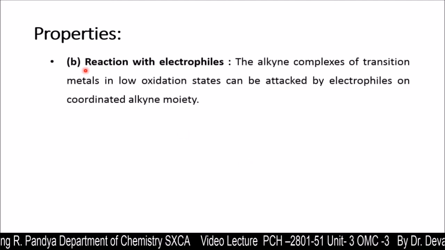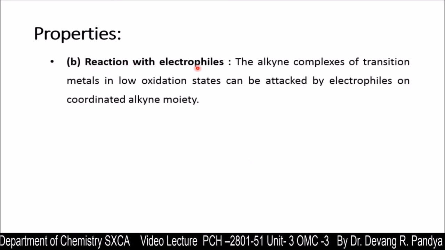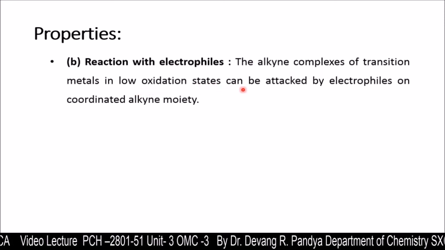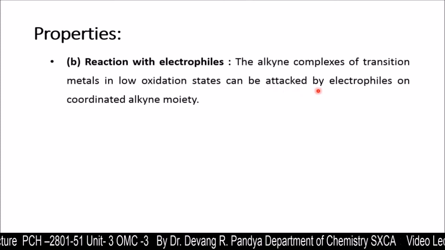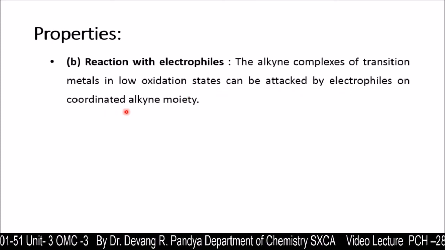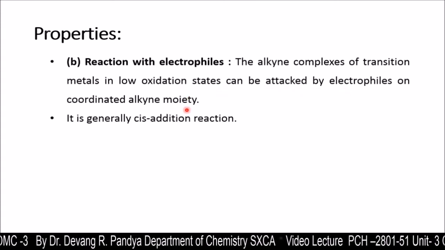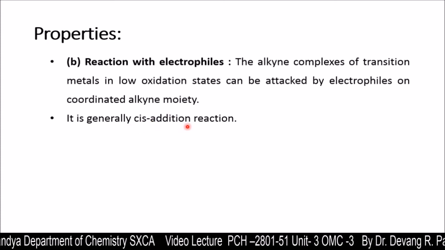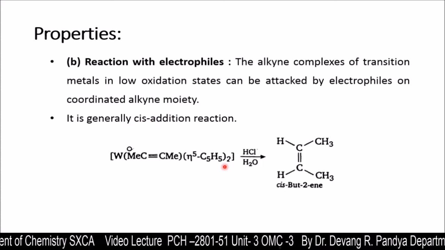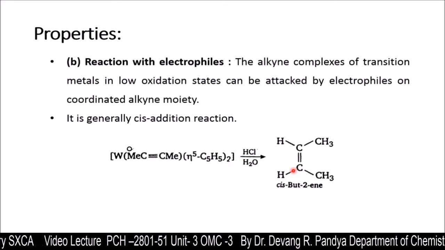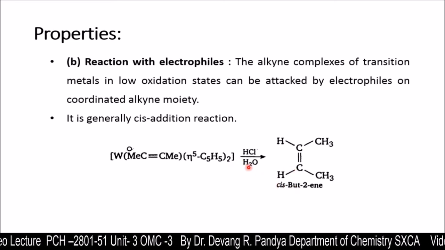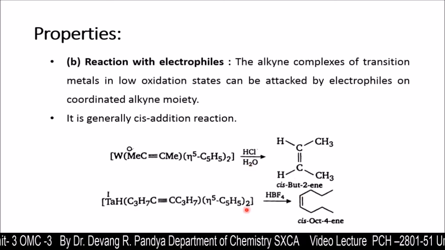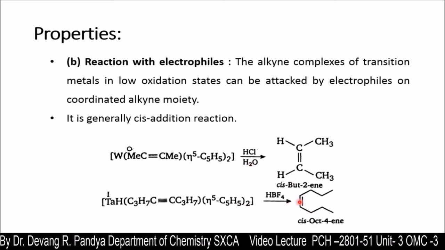Next one, that is reaction 2, reaction with electrophiles. The alkyne complexes of transition metals in low oxidation state can be attacked by electrophiles on the coordinated alkyne moiety. It is generally known as cis addition. So that is trans addition, this is cis addition reaction, and here you can see the cis addition reaction gives a cis butene compound. This is another example where you can see cis addition would be there.